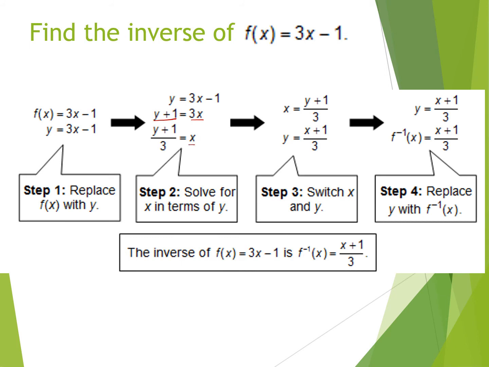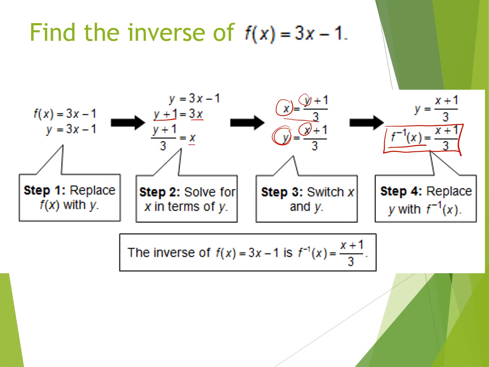After that, I'll change x to y, and I'll change y to x. So y equals x plus 1 over 3. Then the y itself, I'm going to change it to f negative 1 of x, so the result will be f negative 1 of x equals x plus 1 over 3.